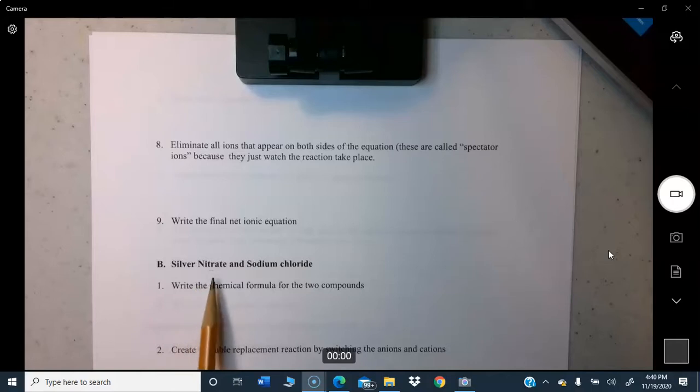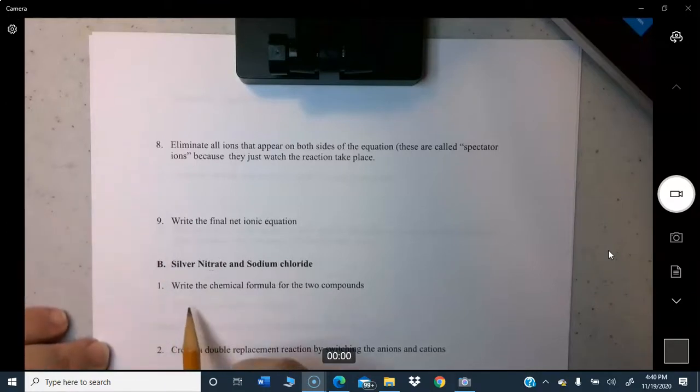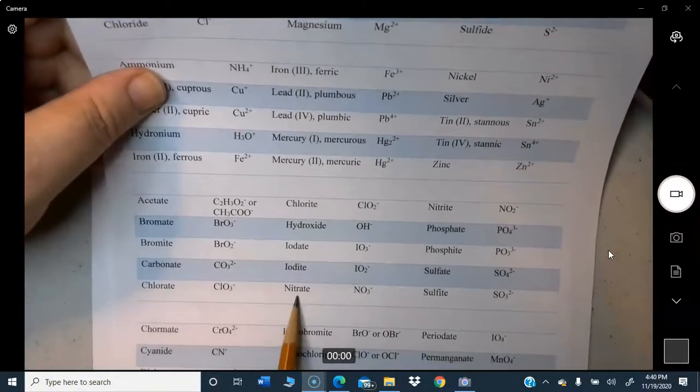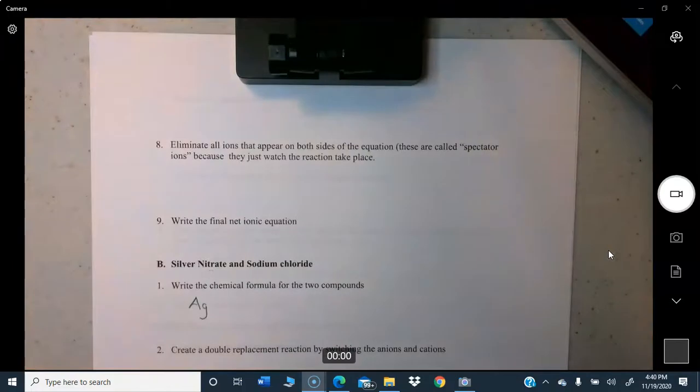Okay, so what you're asked to do is create a double replacement reaction between silver nitrate and sodium chloride. First we're going to write the chemical formula for the two compounds. So the first one, silver nitrate, is Ag. Again, you get these off the periodic table, or from any variety of places. And nitrate is a polyatomic ion. So you come down here, and there it is. Nitrate right there is NO3. Sodium is Na, get that off the periodic table, and chloride is going to be Cl.